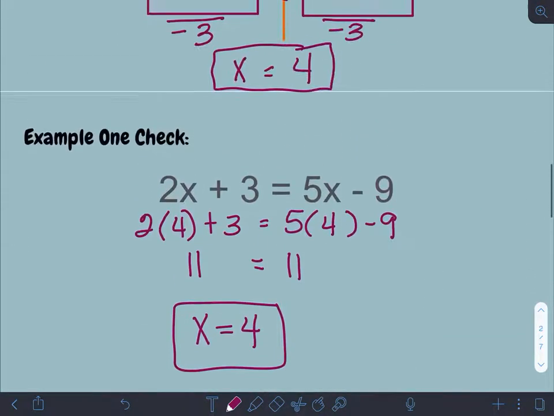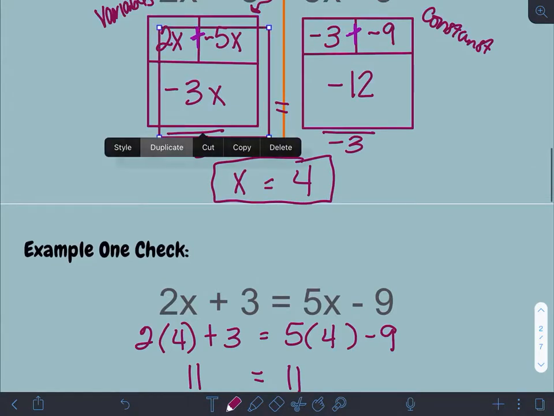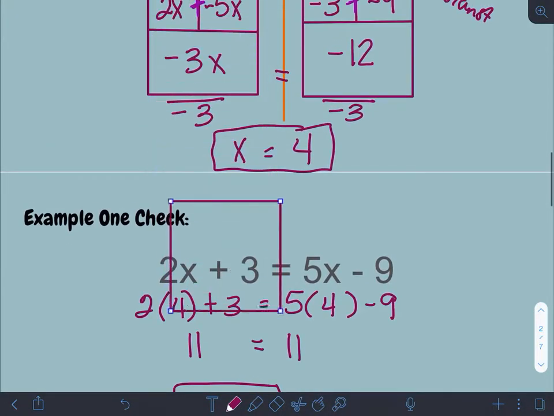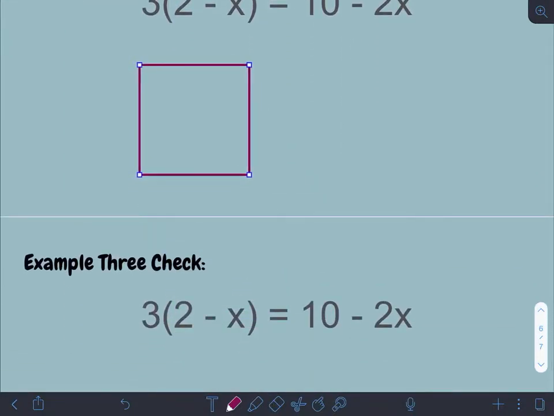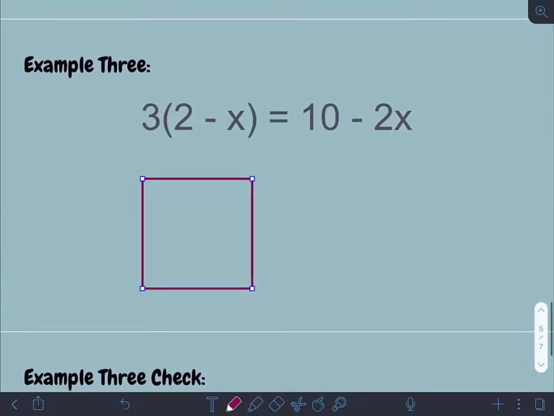So the next one, I'm going to copy my box. The next one's a little bit different. You've done these before, but it's been a little while. So it's called distribution. You've distributed before. You did it in 6th grade and 7th grade. And I'm just going to show you how to do it again. It's like if I hand out candy to one of you, I need to hand out candy to all of you, right? Like I can't just hand out candy to one person.